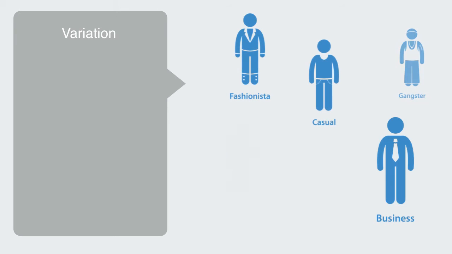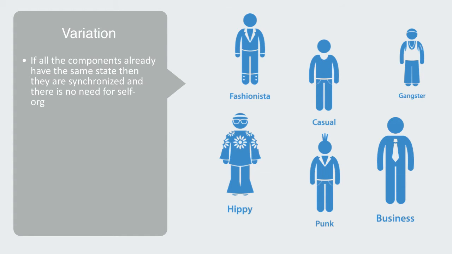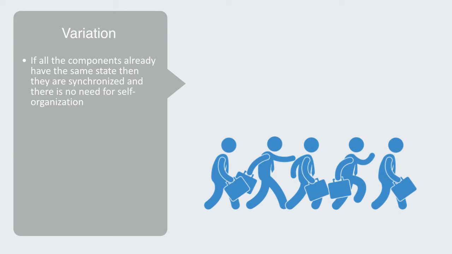Secondly, the components in the system need to be heterogeneous. Heterogeneity of states is important. If all components already have the same state, then they're synchronized and there is no need for self-organization. If all the people crossing the street are crossing in the same direction, then they're already coordinated.